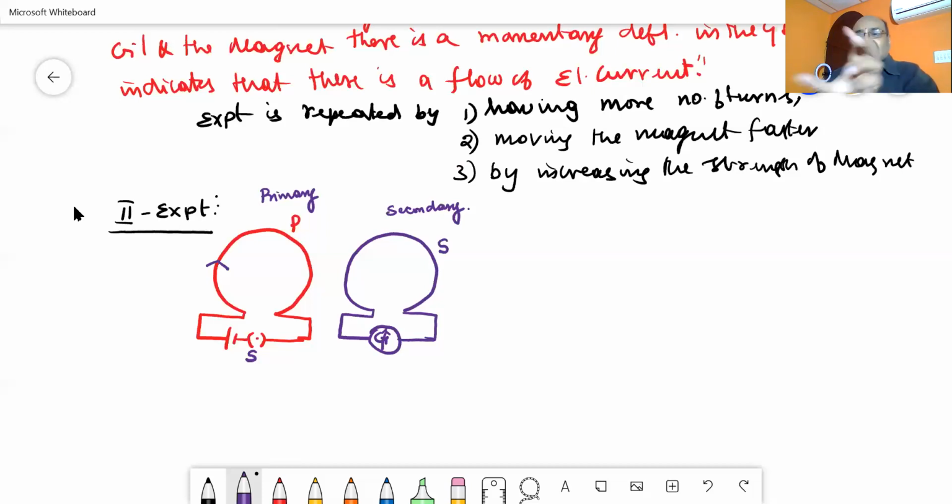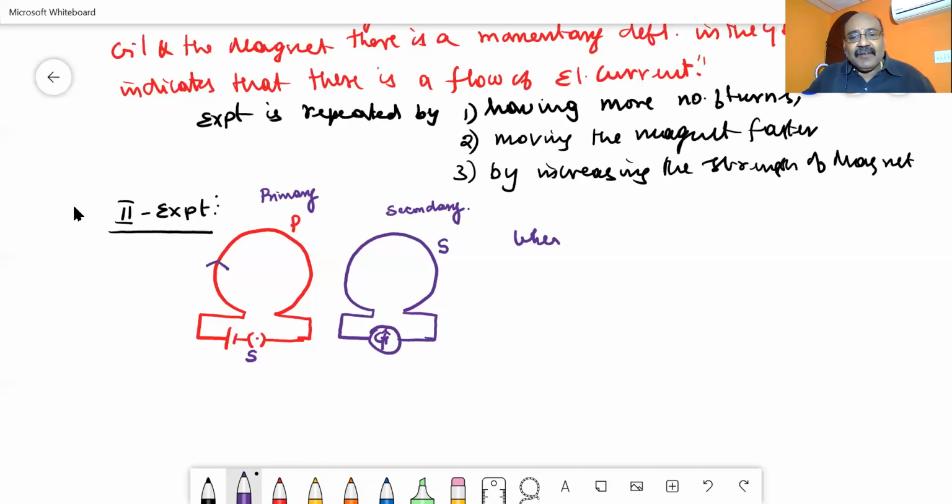And why is this so? Here there is no relative movement between coil 1 and coil 2. But at the make or at the break of a nearby electrical circuit, you get a momentary deflection in the neighboring coil. So that is the conclusion. So what do I have to do?